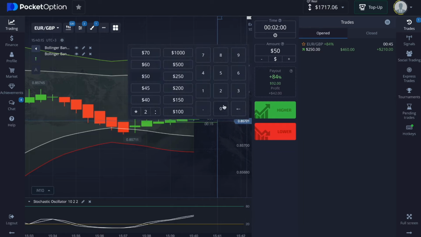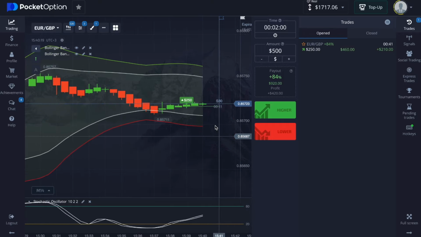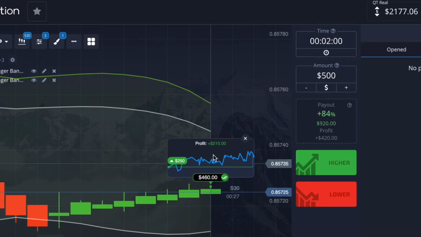When the candles changed direction and started to rise, I increased the amount, considering the possibility of working with chasing trades. The correct way to handle chasing trades can be learned from my previous video. The price is not very active, but it consistently continues to rise. My trade closes and I earn another $210 in just 2 minutes.